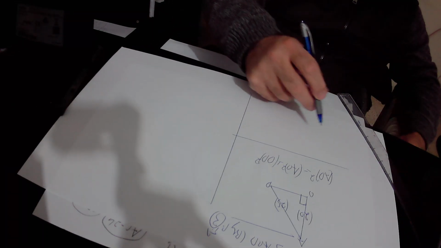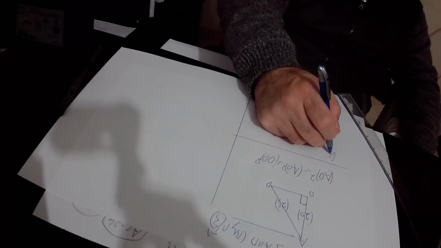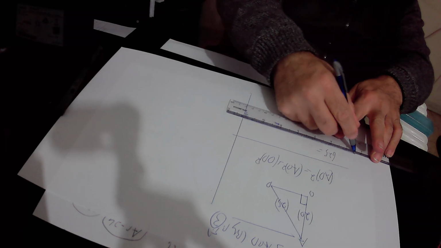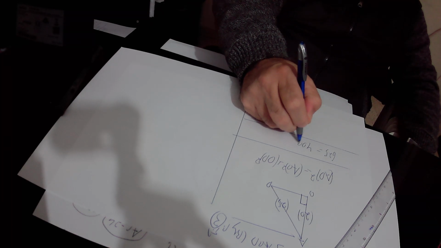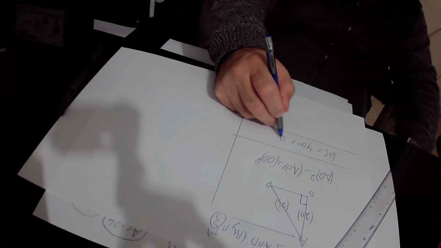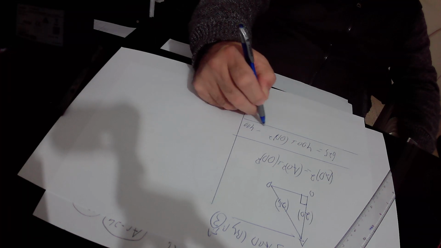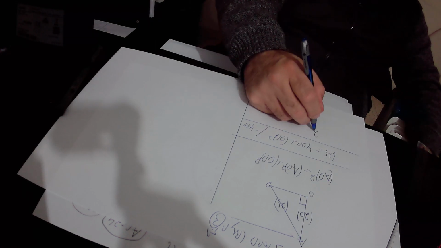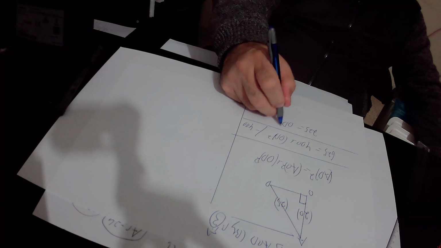So AD squared, AD is 25, therefore AD squared is 25 squared, that is 625, and it is equal to AO squared. AO is 20, therefore AO squared is 20 squared, that is 400, plus OD squared. OD is the missing side, so we leave it as it is. Here we subtract 400 from this equation, and finally we get that 625 minus 400 is 225. That is equal to OD squared.